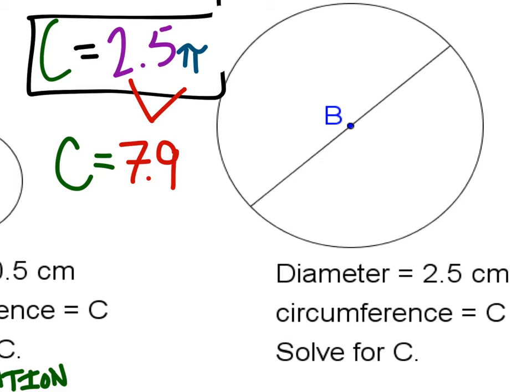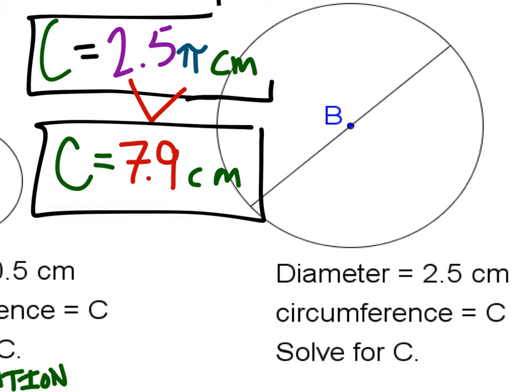And one other thing on both of these, we must label. So that would be 2.5 pi centimeters, and this is 7.9 centimeters approximately. Now this is an approximation, so technically you can show the approximation symbol, which is 2 wavy squiggly equal signs like these. I'm not so concerned about that right now because we said in the words that it is already an approximation, but it may be a good thing to show. There it is.